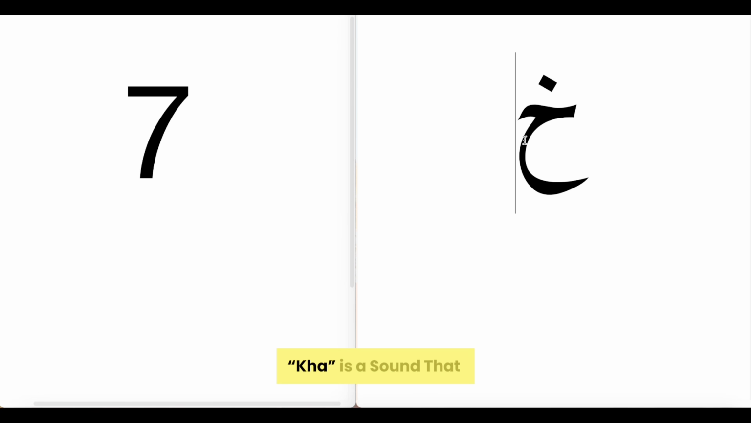Kha is a sound that is common in a number of European languages as well, but not English. That's why Kha doesn't have a counterpart in the English alphabet. And this is the only way to pronounce it, whether in Fusha, modern standard Arabic, and in slang, in all accents. A good example for a word that starts with Kha would be khawkh.